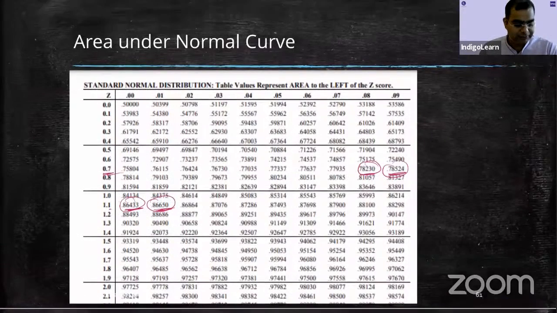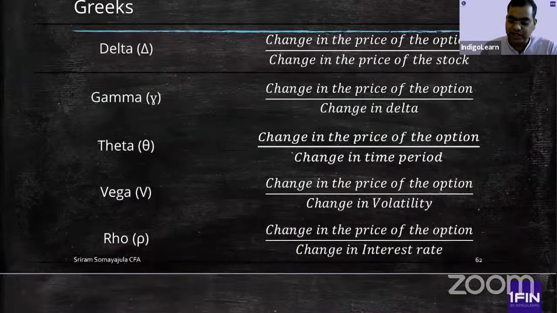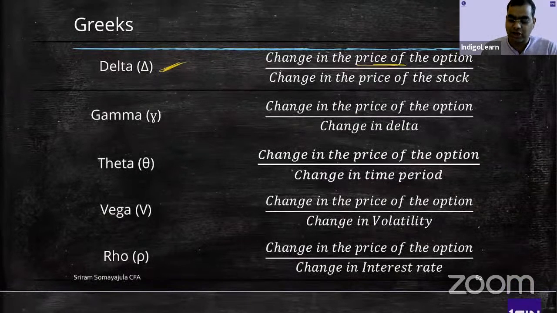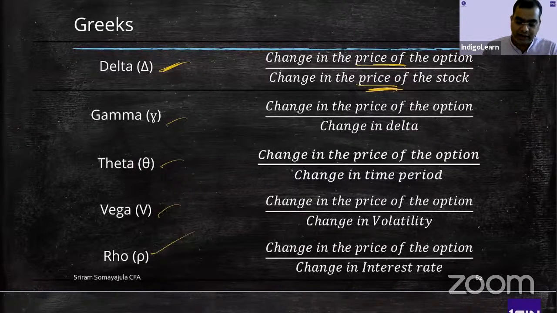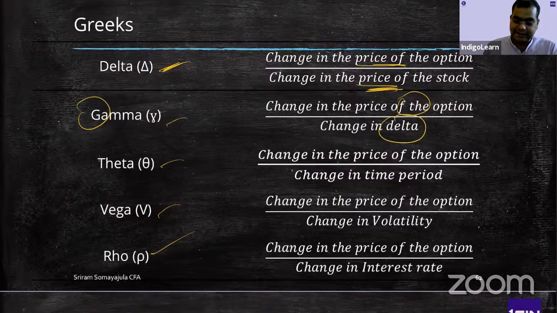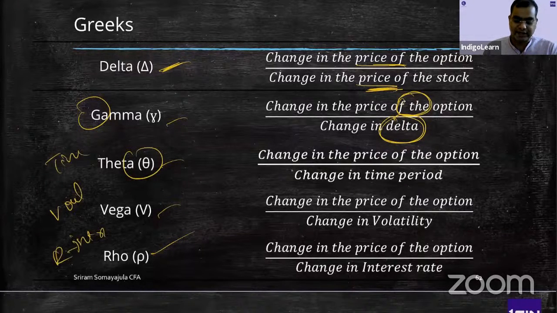Now coming to the last one, Greeks. This is the last part of the last slide of the entire thing. Just like delta, which is the change in price of option due to change in price of stock, we have four other Greek terms: gamma, theta, vega, and rho. Gamma basically is the rate of change of the option price due to change in delta. Theta is T for time, vega V for volatility, and rho R for interest rate. So that is how you can remember.